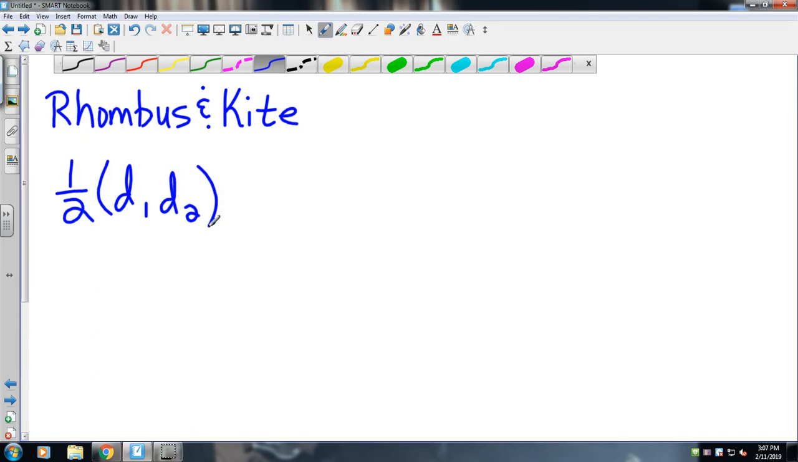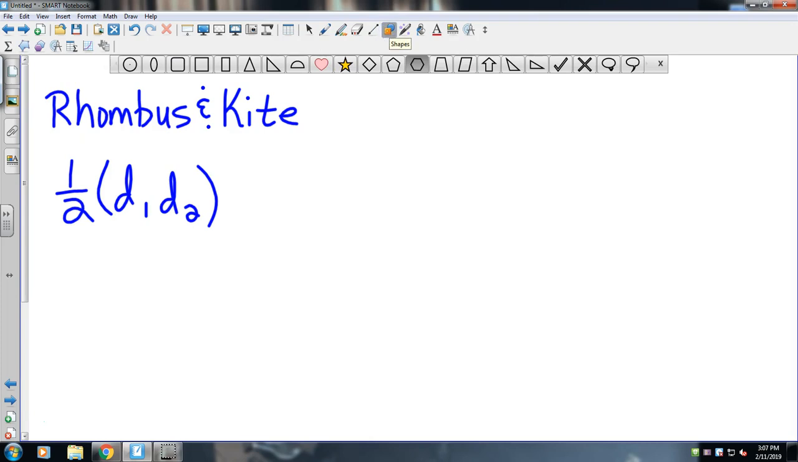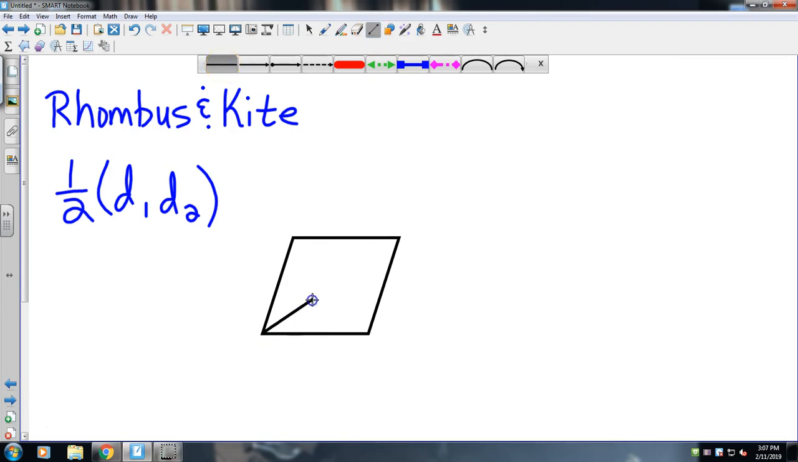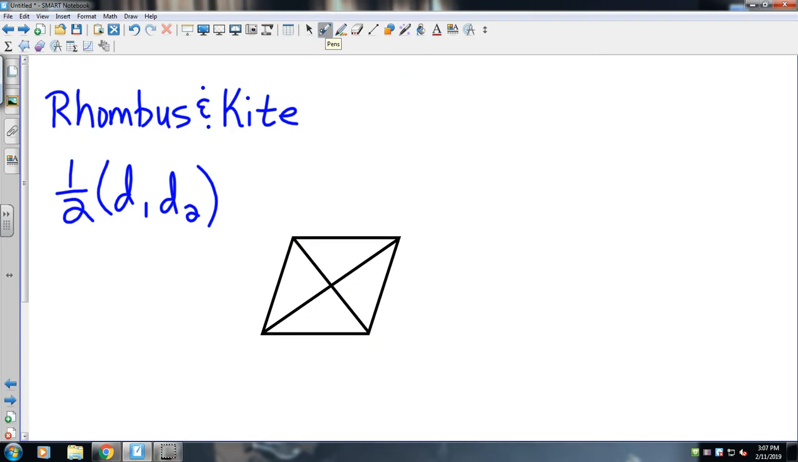And so if we were to get a kite, let's see if we have a kite up here. I don't think we do, but I think we have a rhombus. And so if we were to get a rhombus like this, let's make it like that, then here are my diagonals. So you could label either one of them 1, and then just label the other one 2. So since I drew this one first, I'm going to call that D1, and then that's D2. And if I have those lengths, I will multiply them together and take half of it, and that's going to give me the area of a rhombus or a kite.